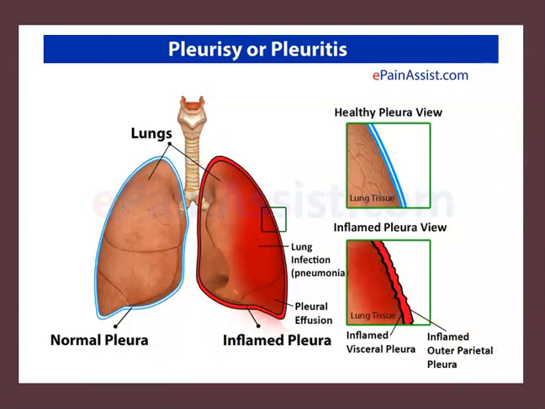So, pleurisy, pleuritis. This is going to be an inflammation of the pleura. The signs and symptoms of this are going to be shortness of breath, fever, and rapid shallow breathing.